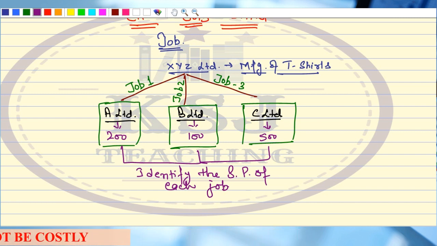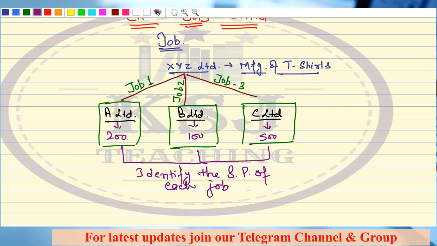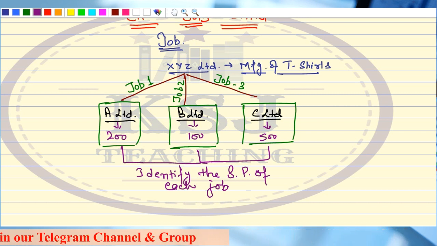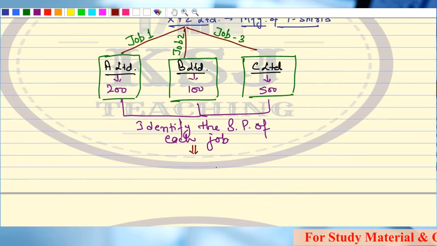Now, we have already studied how to find out the total cost, the profit, and the selling price of a product. How do you find that? Can you tell me? Sir, for that we need to prepare a statement. And that statement is known as the cost sheet.